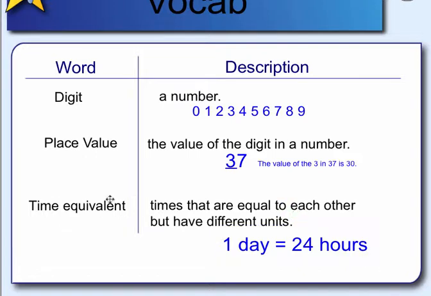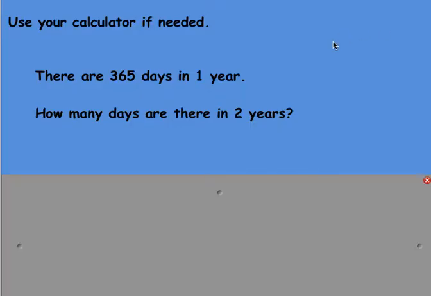And time equivalent. The definition of that, or how you could describe it, would be times that are equal to each other, but they have different units. For example, we know that 1 day is equal to 24 hours. It's the same amount of time, but they have different units on them. So we're going to do a little bit of work with that today.